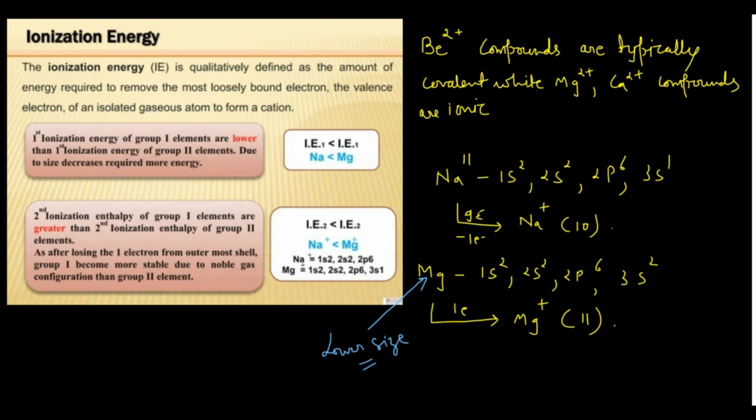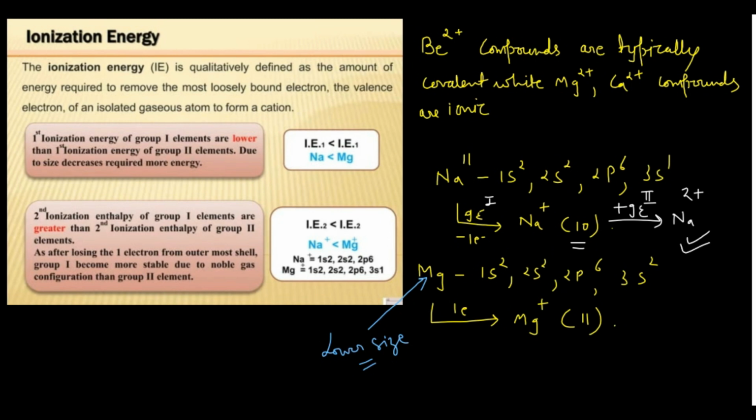Now, if you supply a little more energy to sodium, the second ionization energy, IE second, you might form Na2 positive. Since the sodium ion has attained the electronic configuration of the nearest noble gas, this second ionization potential is quite high.